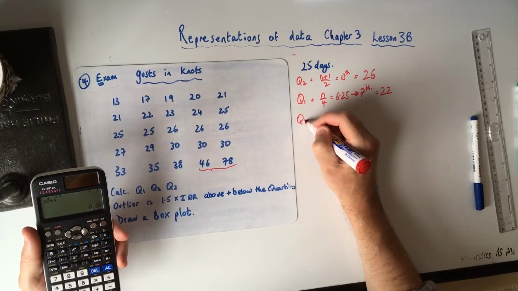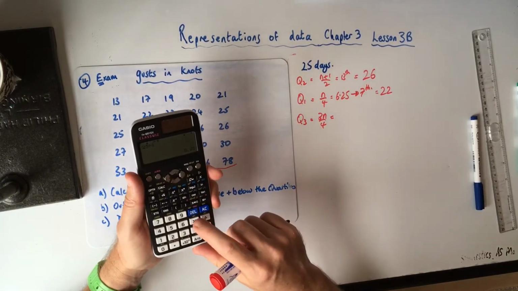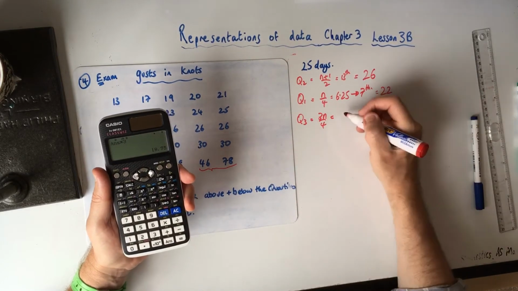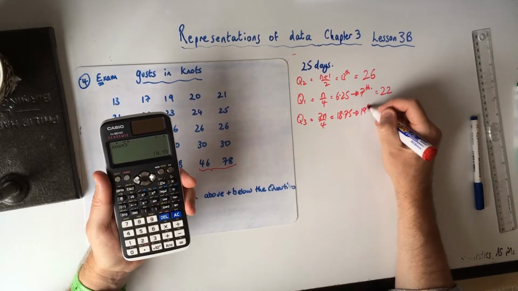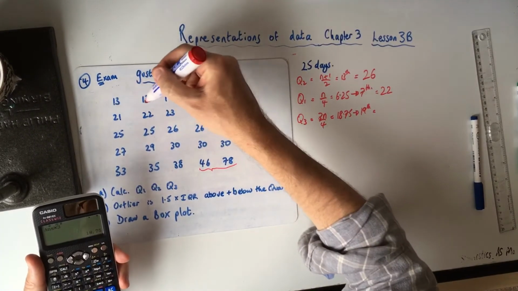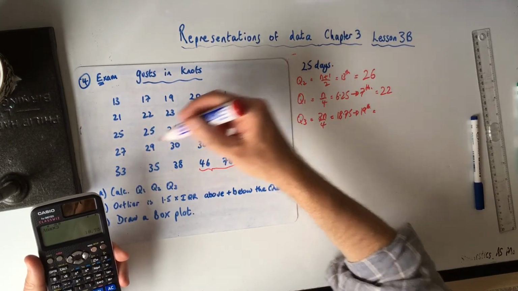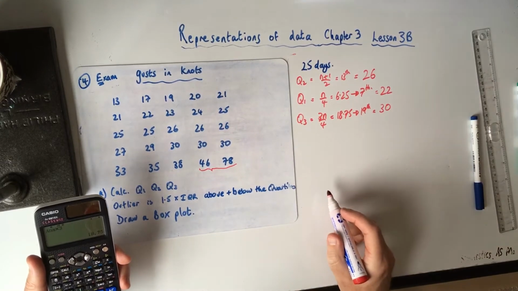And Q3, we do the same thing. We do 3n over 4. If it's a decimal, which it will be, it's 18.75, so we round up to the 19th bit of data. 1, 2, 3, 4, 5, 6, 7, 8, 9, 10, 11, 12, 13, 14, 15, 16, 17, 18, 19, which is 30. So there it is.